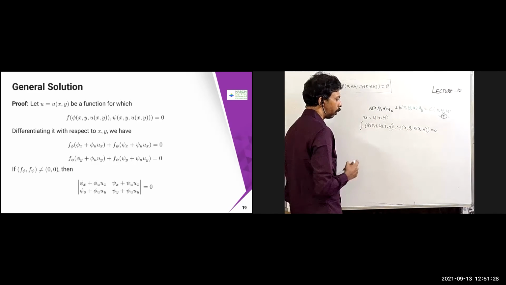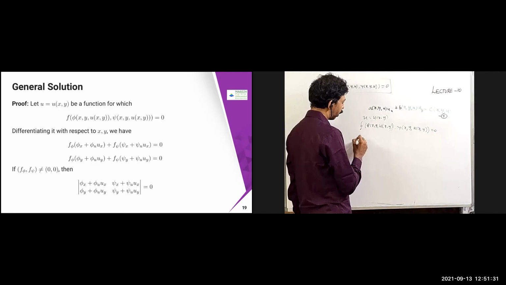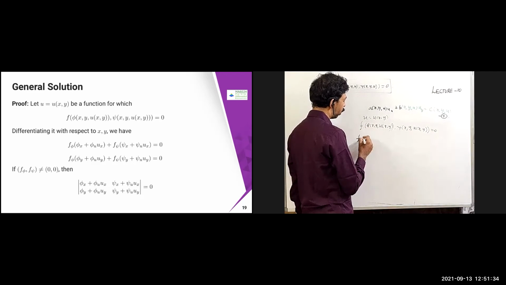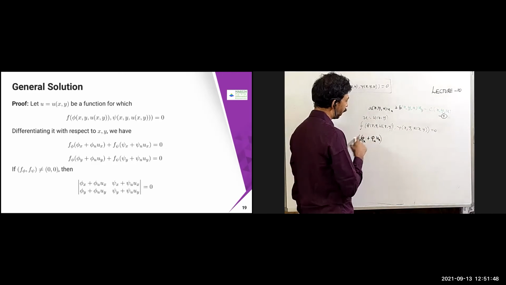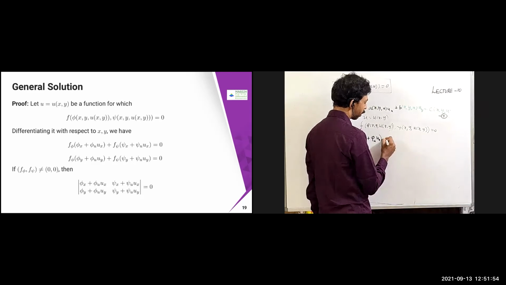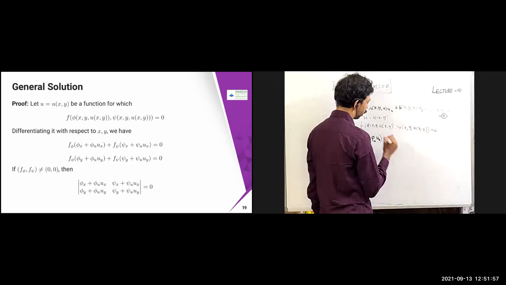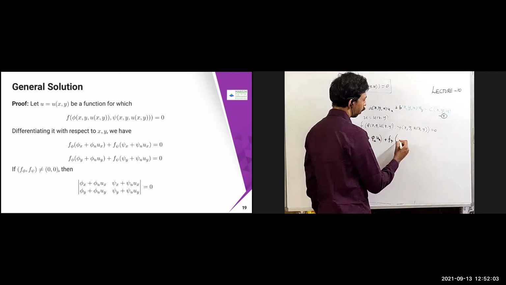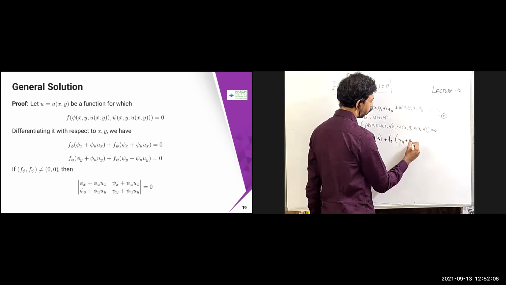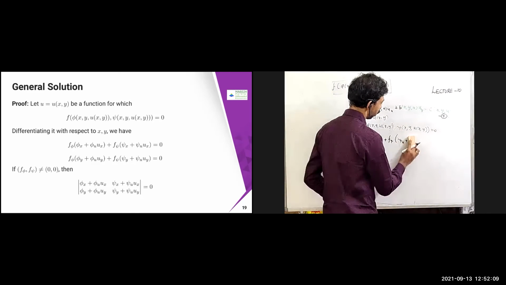Now, if I differentiate this one with respect to x and y, what am I going to have? I am going to have f pi, and differentiate pi with respect to x. Then f pi is common here, times pi x plus pi u into ux. Plus again f psi into psi x plus psi u into ux.